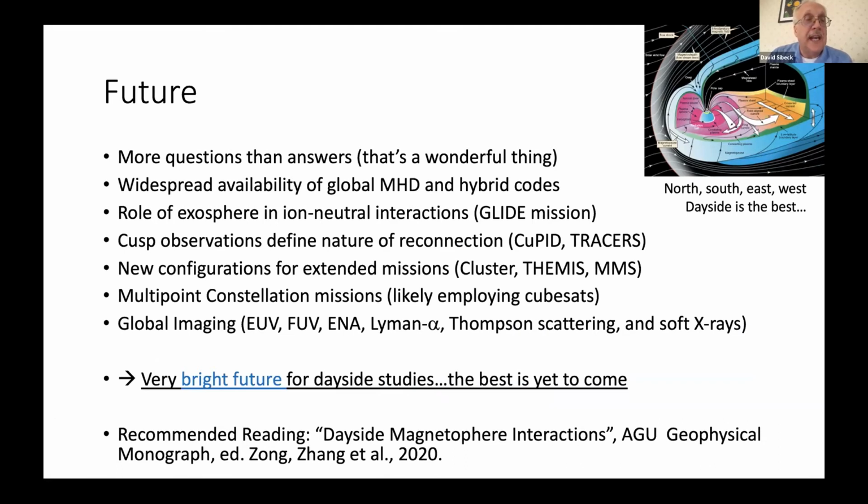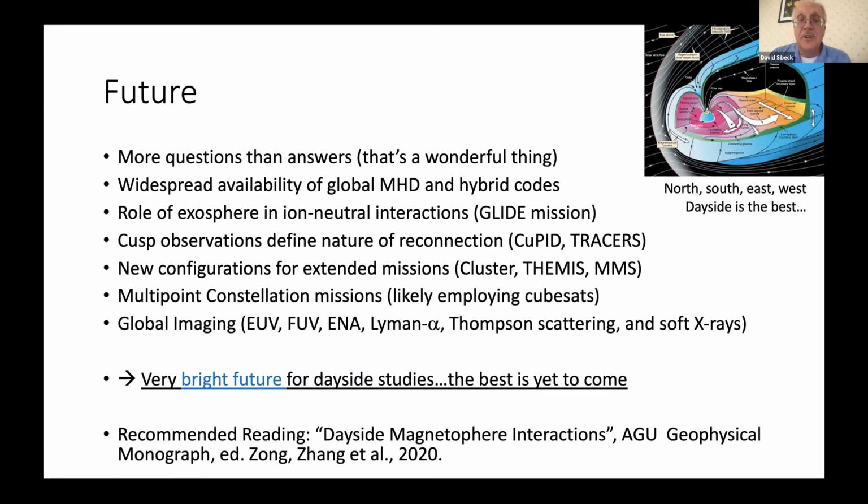The role of the exosphere is becoming more clear and more important. We've got a forthcoming mission, the GLIDE mission, which is specifically going to tell us the properties of the exosphere from an L1 vantage point. Pay attention to that interesting mission. We've got these two cusp missions coming up, CuPID and TRACERS, that are going to define the nature of reconnection, one by remote sensing, one by in situ measurements.